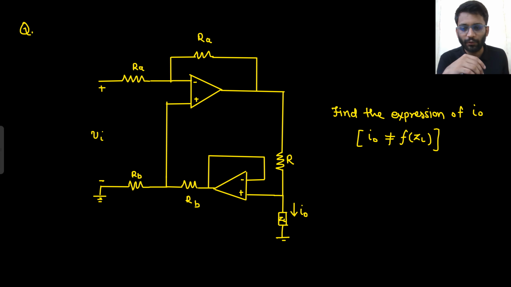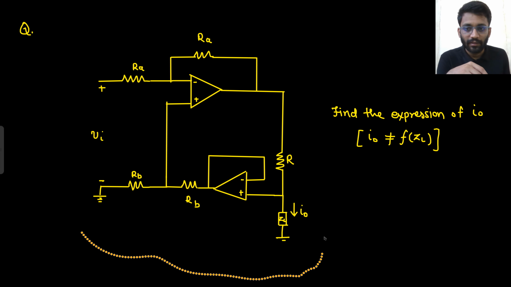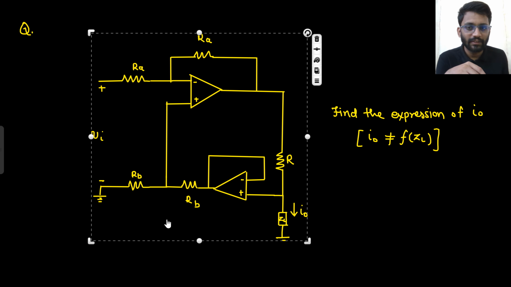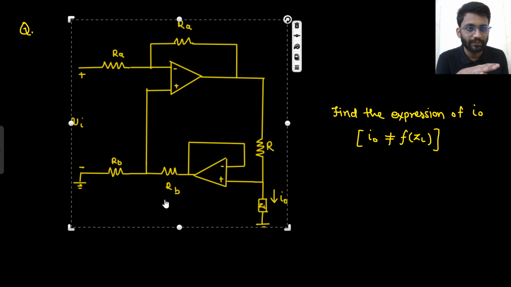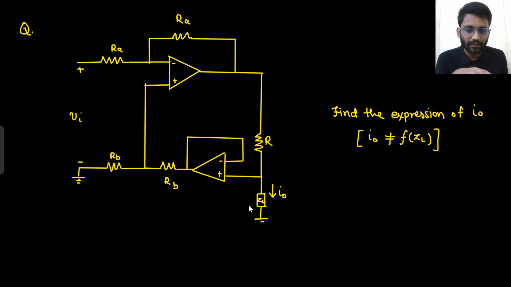You have to find the expression of I naught, but it is such that I naught is not a function of ZL. This is a load impedance. So your I naught, the current that is flowing into the ZL, is not a function of ZL. The current that is flowing into the load is not a function of the load.